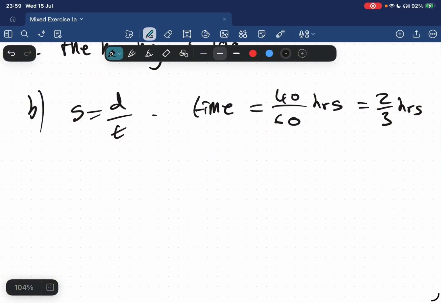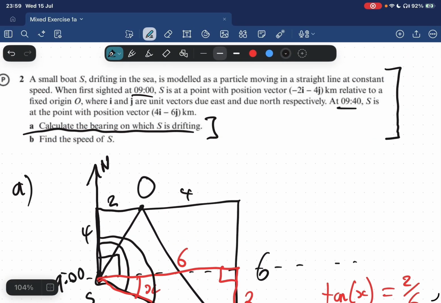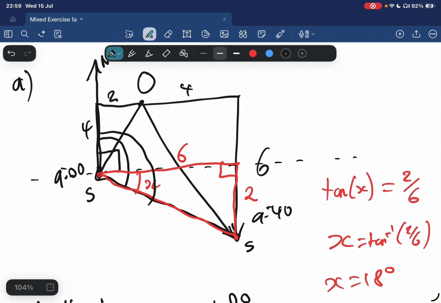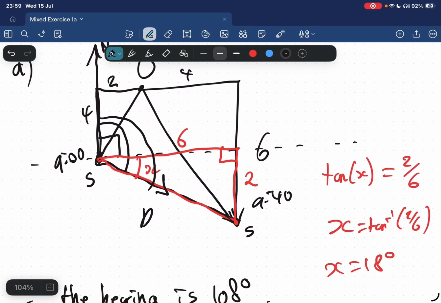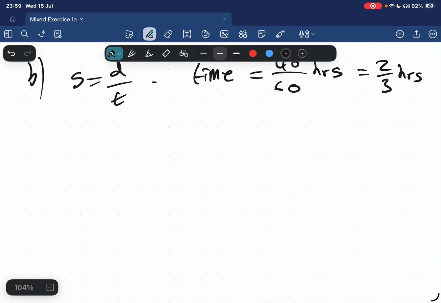Now distance. Distance is the harder one to calculate. Distance is going to be this drift. This vector drift is what we want to find the distance of, because that's the speed that S is traveling. And we can find this using our 2 initial vectors. But that diagram is quite confusing, so let me rewrite what we had.